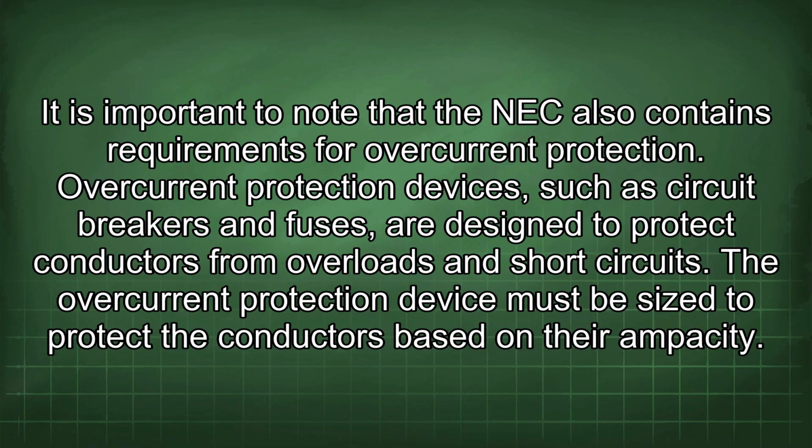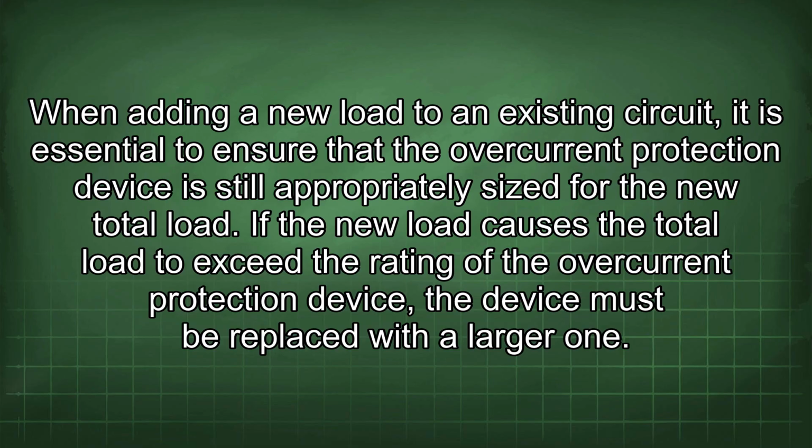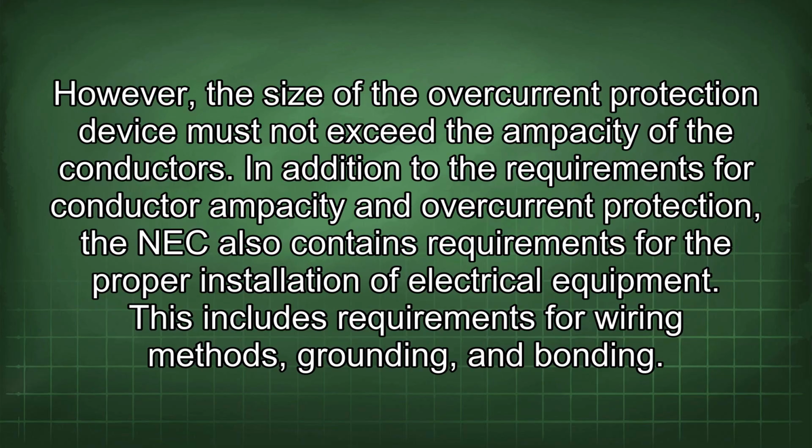It is important to note that the NEC also contains requirements for overcurrent protection. Overcurrent protection devices, such as circuit breakers and fuses, are designed to protect conductors from overloads and short circuits. The overcurrent protection device must be sized to protect the conductors based on their ampacity. When adding a new load to an existing circuit, it is essential to ensure that the overcurrent protection device is still appropriately sized for the new total load. If the new load causes the total load to exceed the rating of the overcurrent protection device, the device must be replaced with a larger one. However, the size of the overcurrent protection device must not exceed the ampacity of the conductors.